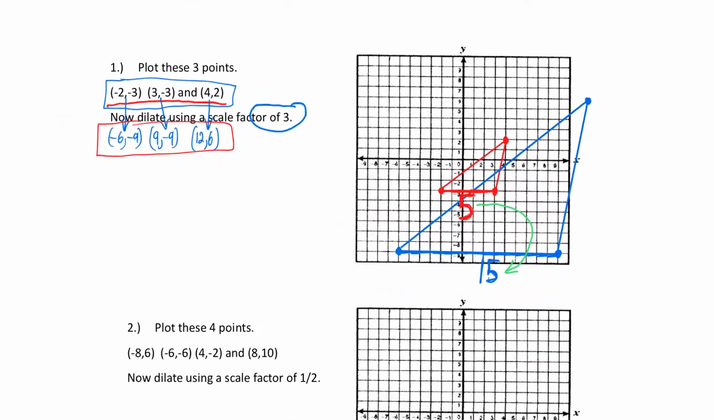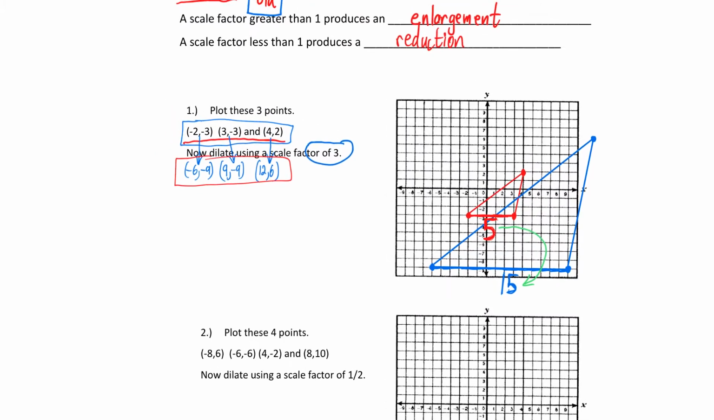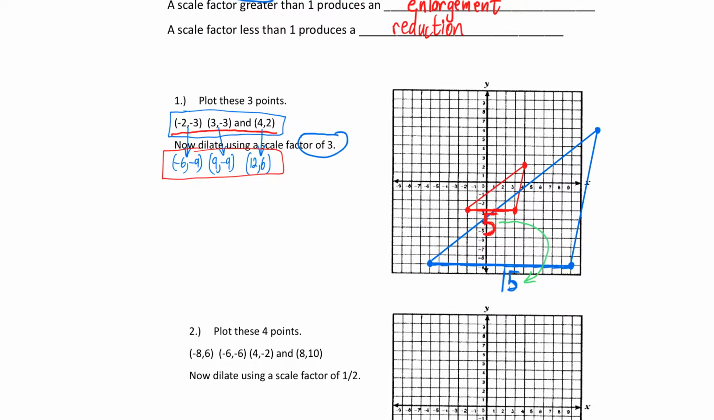Does that make sense with our scale factor? What was the scale factor we used here? 3. So this one was 5, this one's 15. Does that make sense? Yeah, 5 times 3, the scale factor, gives us 15. Okay, so that looks good.